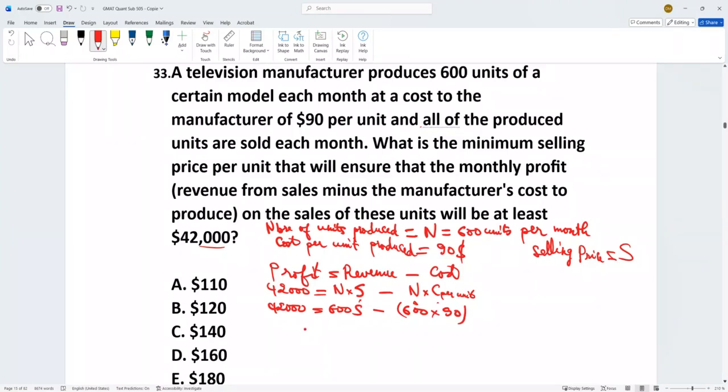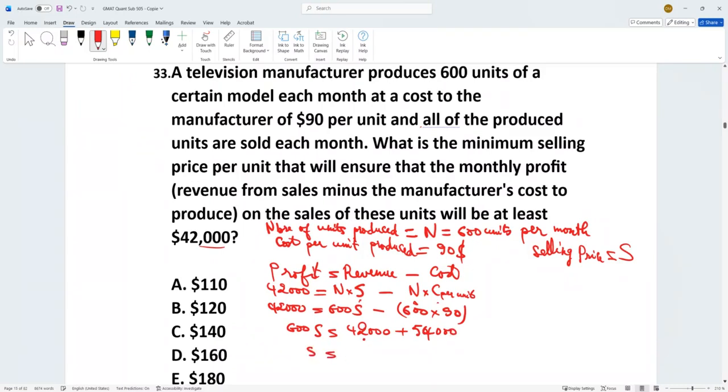And we will have 600 times the selling price equal to 42,000 plus this 600 times 90. 600 times 90 is like 6 times 9, which is 54, and 3 zeros here, so 54,000.